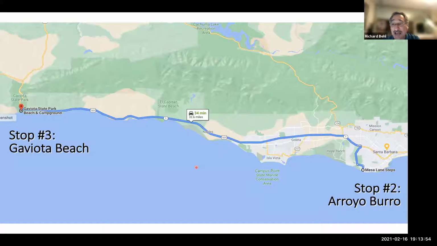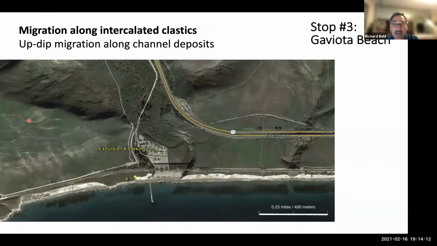Okay, so our last and third stop is at Gaviota Beach. So this is now another 34-minute drive from Arroyo Burro or the Mesa Lane Steps, heading west on the 101 and getting off at Gaviota State Park. And so our stop 3 for tonight is at Gaviota Beach.